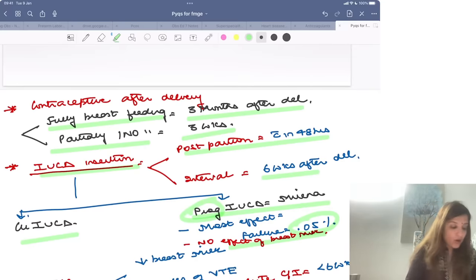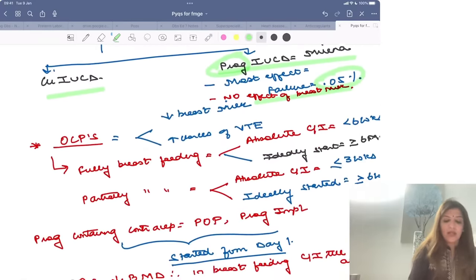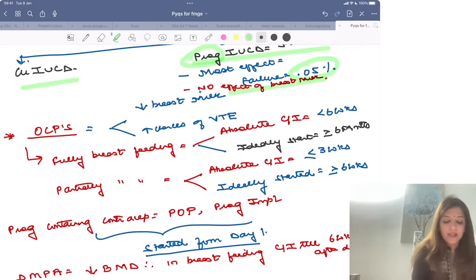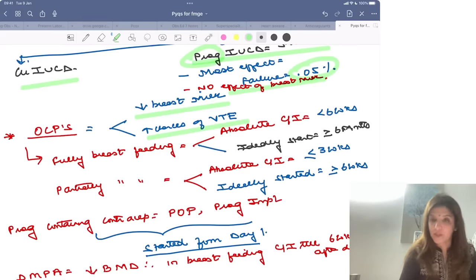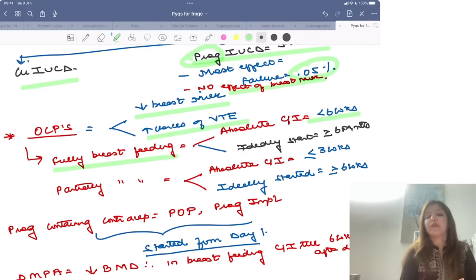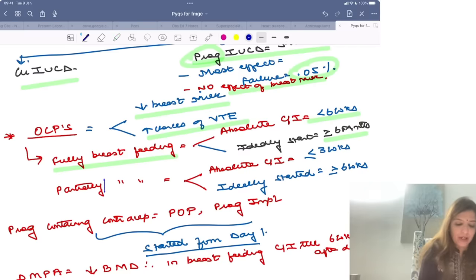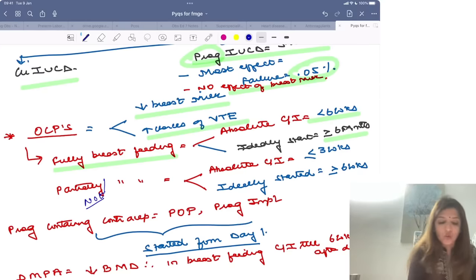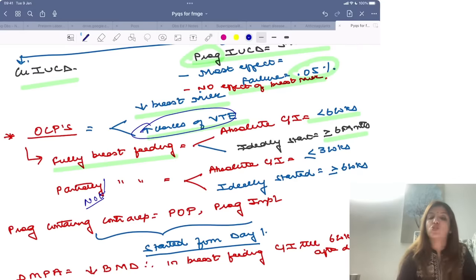Clear? Now, when we talk about OCPs, that is estrogen and progesterone containing pills, they have two problems. Number one, they decrease breast milk. And number two, there are increased chances of venous thromboembolism. That is why in a fully breastfeeding female, they are absolutely contraindicated till 6 weeks. Ideally, an OCP should be given to a fully breastfeeding female from 6 months onwards. Even if the female is not breastfeeding or partially breastfeeding, still I will be thinking whether to give OCP or not. Why? Because OCPs lead to increased chances of venous thromboembolism.